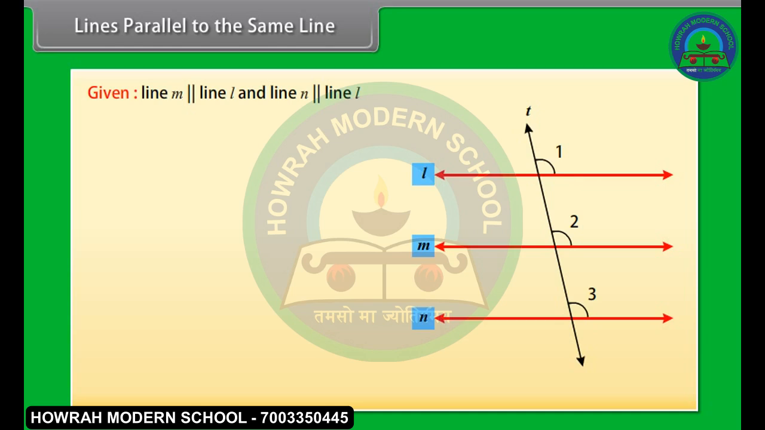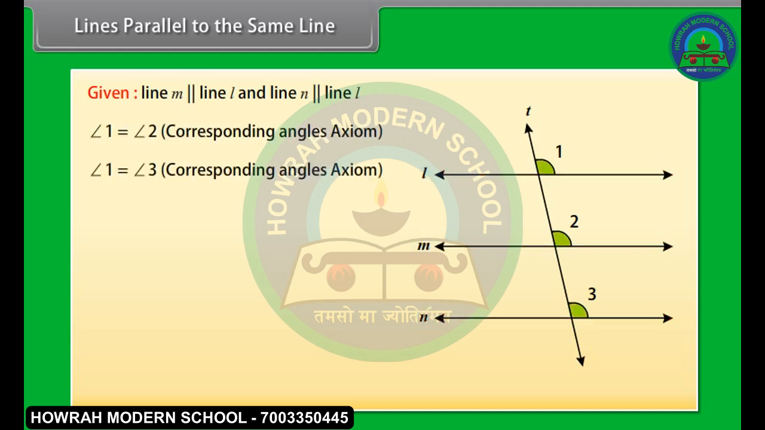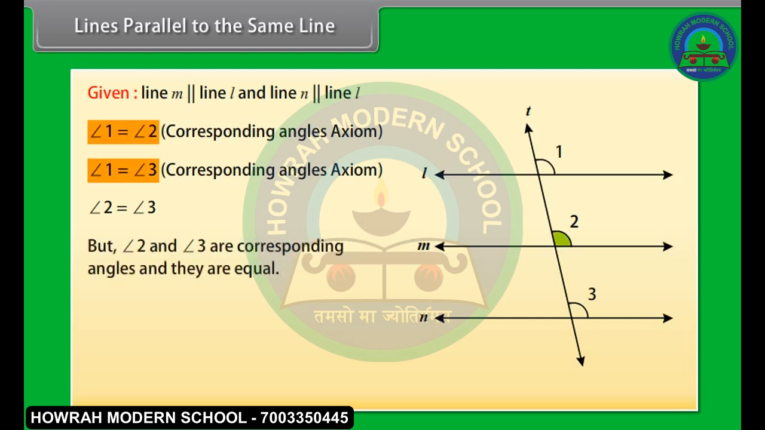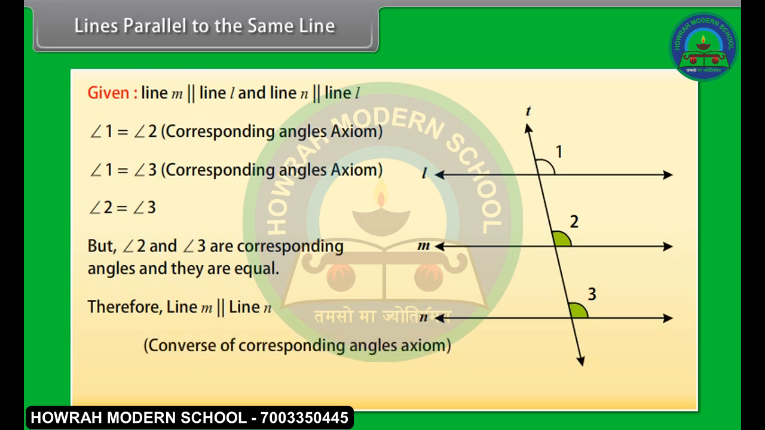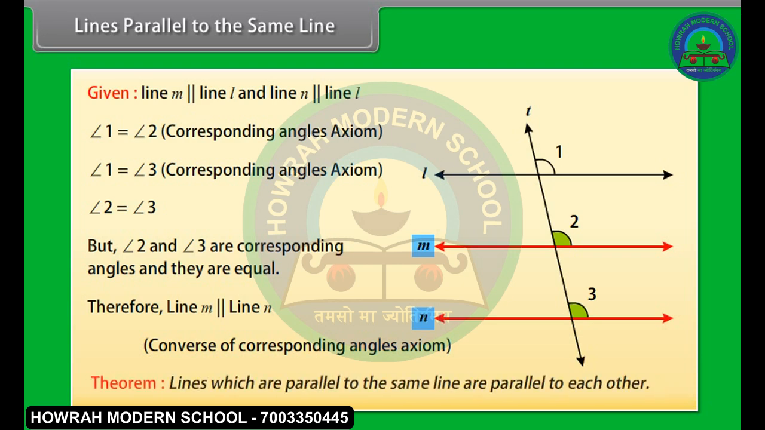Therefore, by using the corresponding angles axiom, we can say that angle 1 is equal to angle 2 and angle 1 is equal to angle 3. So from these two, we can say that angle 2 is equal to angle 3. But angle 2 and angle 3 are corresponding angles and they are equal. Therefore, by using the converse of the corresponding angles axiom, we can say that line M is parallel to line N. And this result can also be stated in the form of a theorem: lines which are parallel to the same line are parallel to each other.